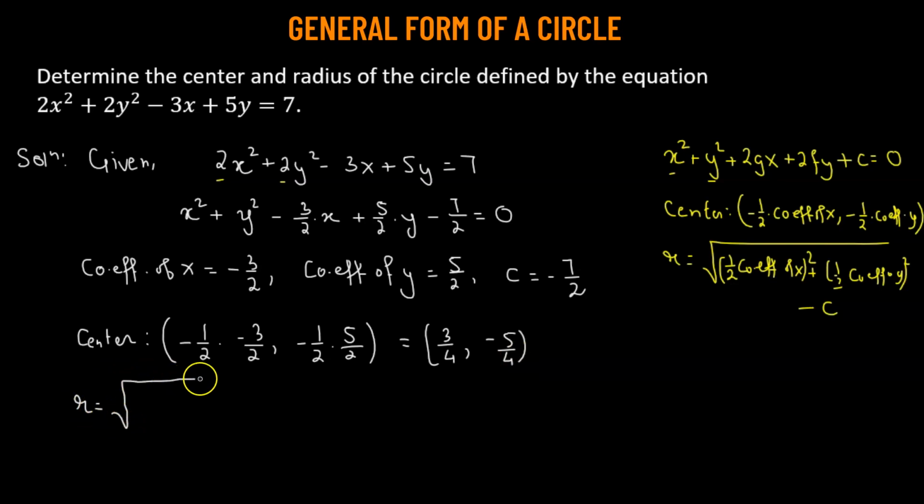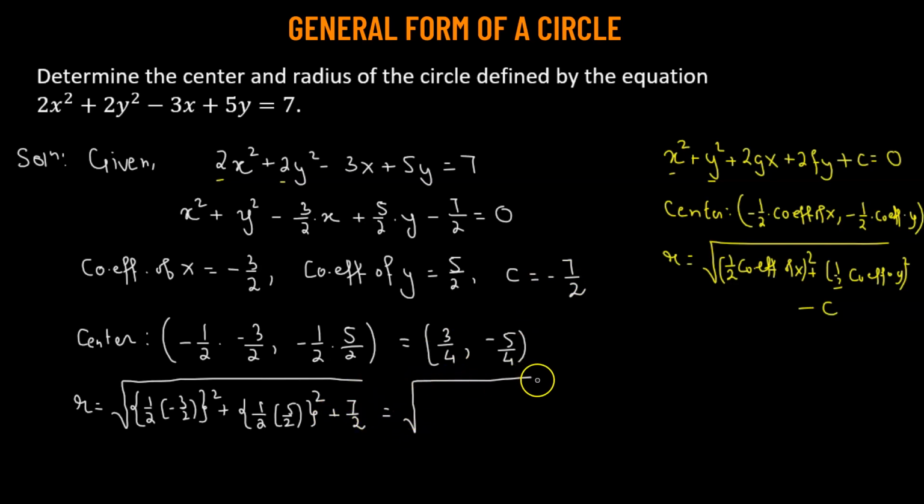Our radius is going to be the square root, and underneath the square root we take half of the coefficient of x, so half times negative 3 over 2, and then square it. Then we add half times the coefficient of y, so half times 5 over 2, and square it. And then we subtract the constant term. The constant term c is negative 7 over 2, so we have negative of negative 7 over 2, which makes it positive.